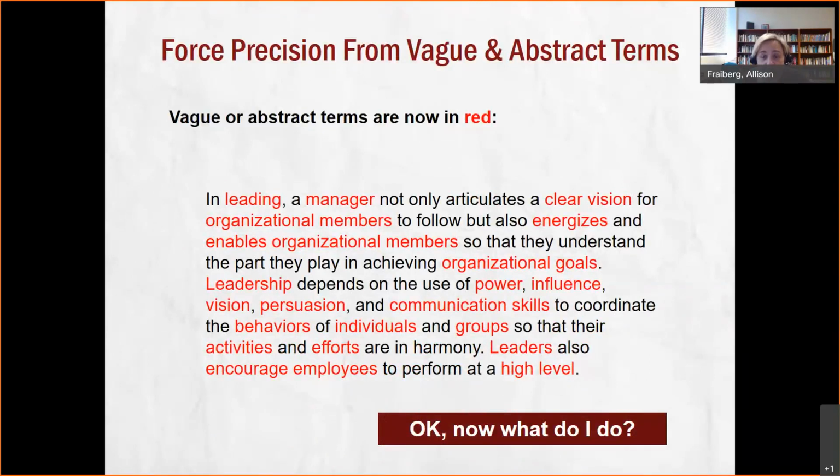So we've identified them. Now what do you do? Now we ask who, what, when, where, why, and how questions of any of these terms that are in red. Let's see what that looks like.